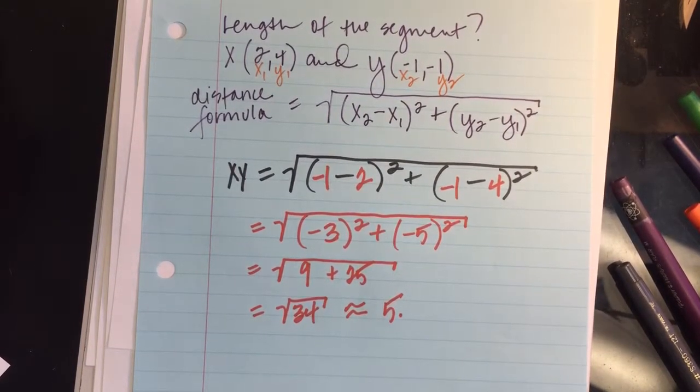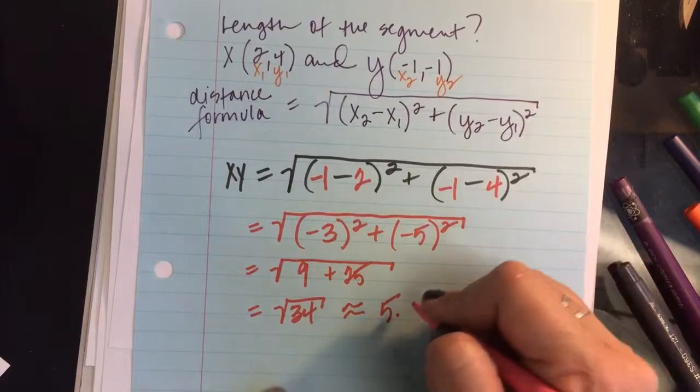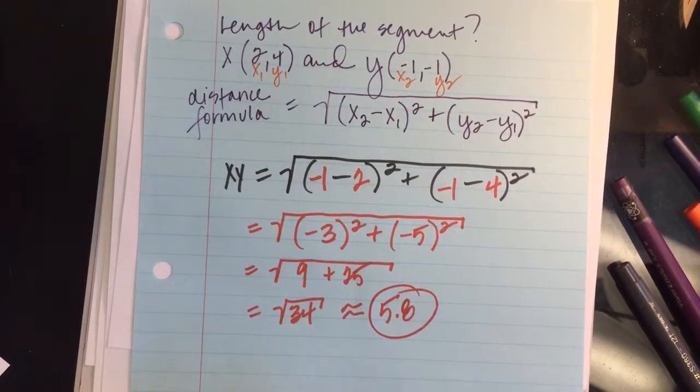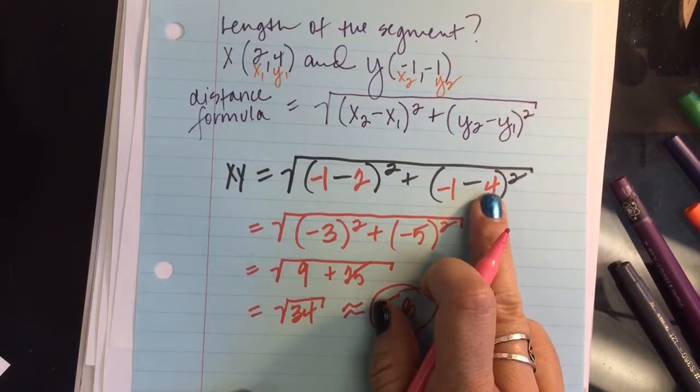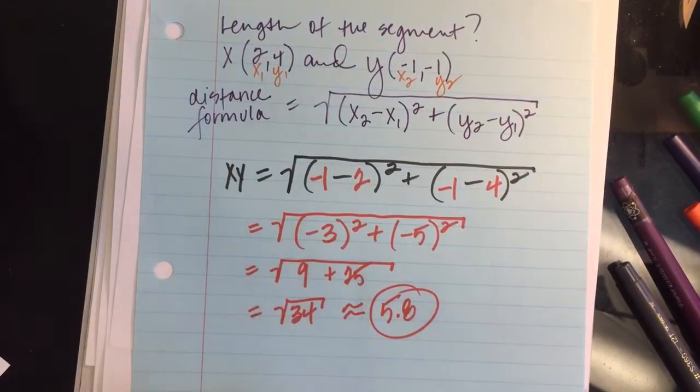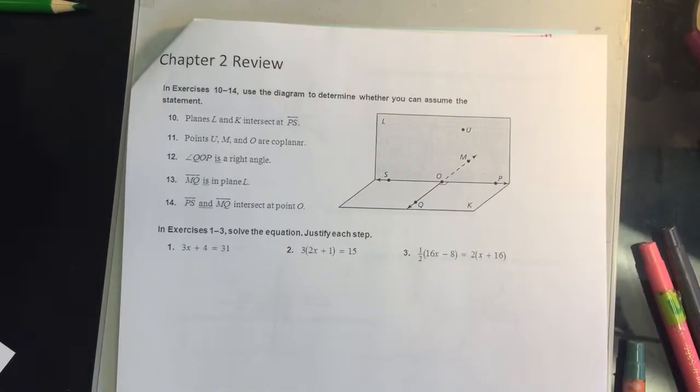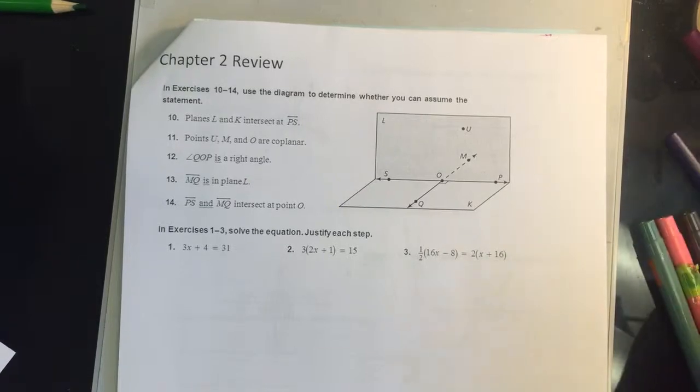So we use the distance formula to find the length of a segment, and then we go through 5.8. That's what I estimated it to be. And then we go through the process of just simplifying, plugging in our x's and y's, and simplifying as we go down.